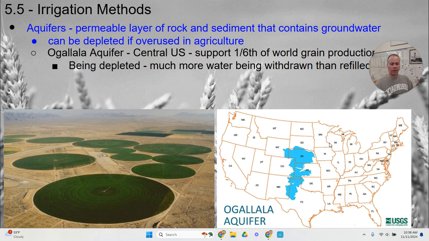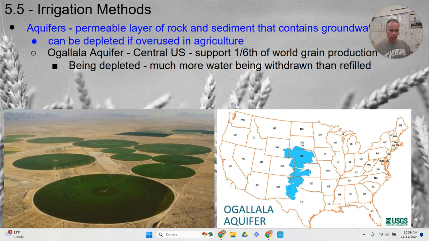And one of the largest aquifers is the Ogallala aquifer. We could see it in blue here, in the Midwest portions of the United States. This is a huge aquifer in the central United States. A sixth of the world's grain production comes from agricultural lands that are irrigated by water from the Ogallala aquifer. And it provides the water for much of our agriculture in the Midwest of the United States. But it's being depleted, as I was just saying. More water is being extracted from the aquifer than its speed of recharge, and therefore it's being depleted.